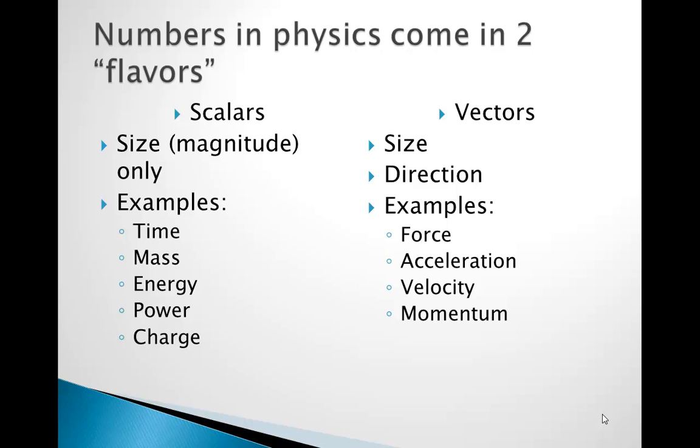Maybe an easy way to remember this is to use the idea of east. If you can attach the word east to a number appropriately, then it's a vector. For example, time, a second. You would never say 10 seconds east. That doesn't make any sense. So time is an example of a scalar. It just has a number but no direction.